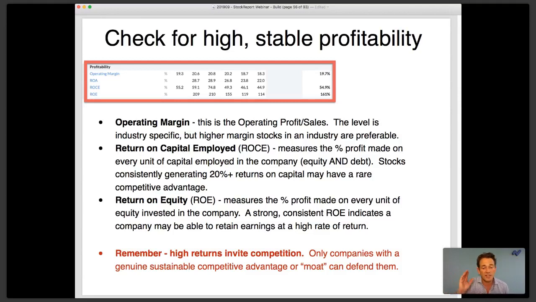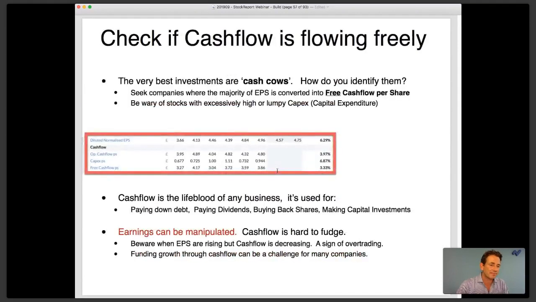But of course, high returns invite competition. High margins invite competition. High returns on capital invite competition. Only companies with a genuinely sustainable competitive advantage or moat can defend them. I've got a slide on moats in a minute, so I'll come back to that point.